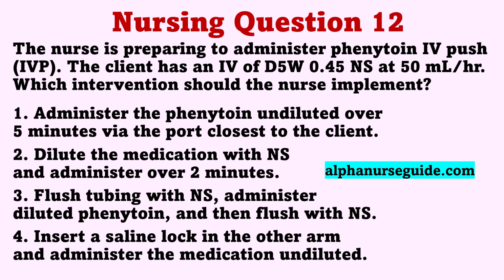The nurse is preparing to administer phenytoin IV push. The client has an IV of D5W 0.45 normal saline at 50 milliliters per hour. Which intervention should the nurse implement? 1. Administer the phenytoin undiluted over 5 minutes via the port closest to the client. 2. Dilute the medication with normal saline and administer over 2 minutes. 3. Flush tubing with normal saline, administer diluted phenytoin, and then flush with normal saline. 4. Insert a saline lock in the other arm and administer the medication undiluted.